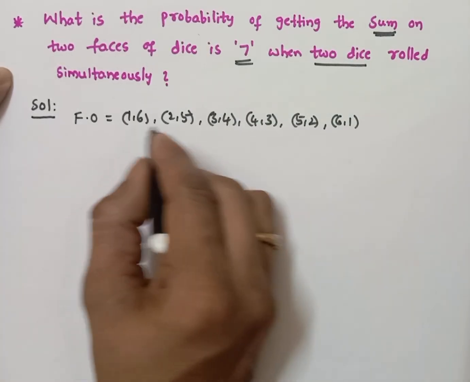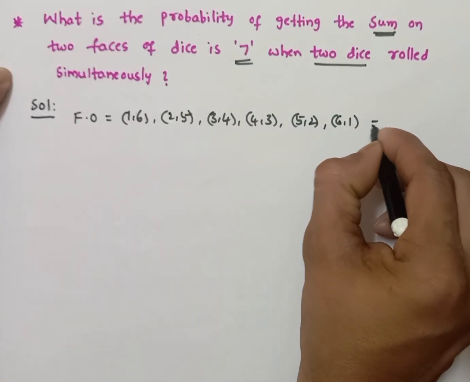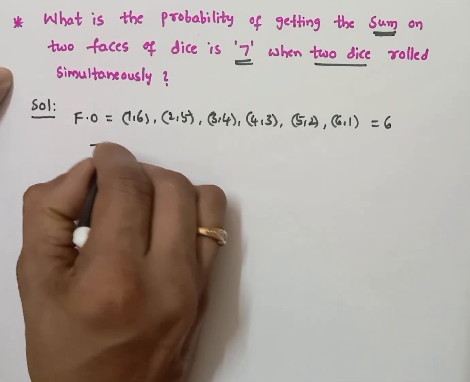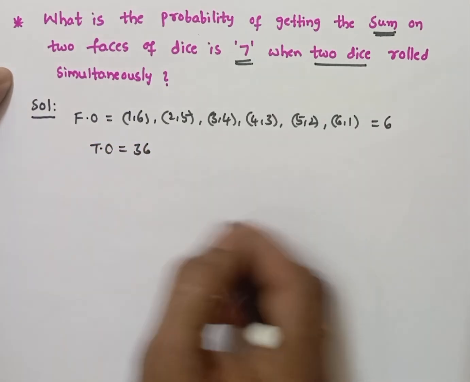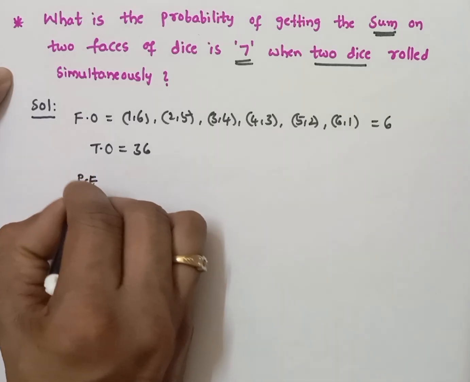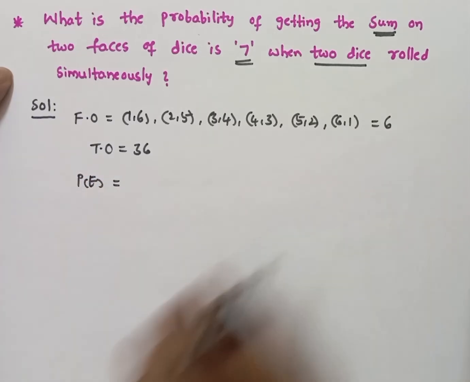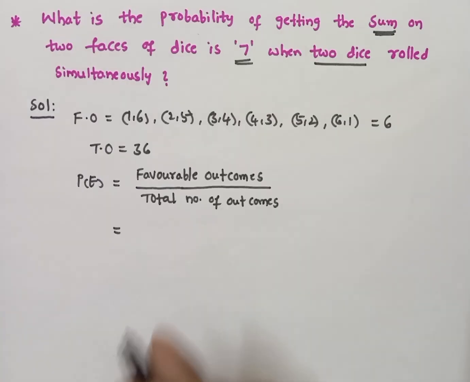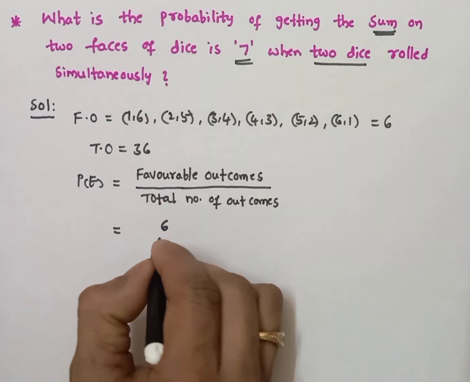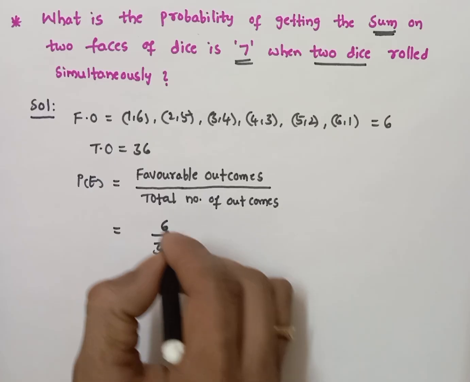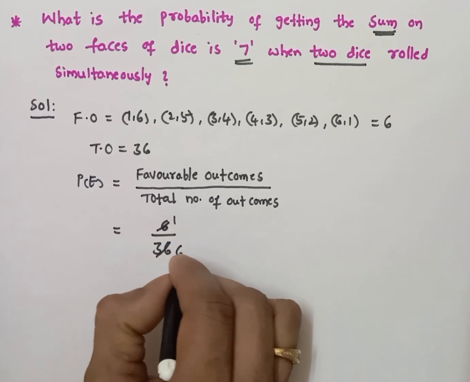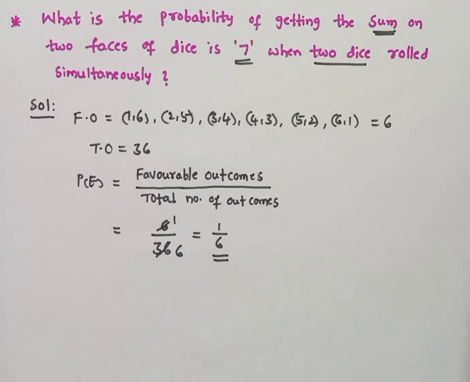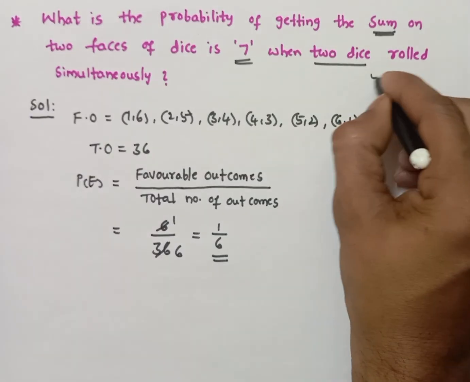How many did we get? We got 6 outcomes. Favorable outcomes are 6. What about total outcomes? Total outcomes will be 36, as you know. Now the probability of the event will be favorable outcomes by total number of outcomes. 6 favorable outcomes and total outcomes equal to 36. 6 ones are 6, so that is equal to 1 by 6, the probability of getting the sum 7. Like this, many questions will be asked on the concept of two dice.